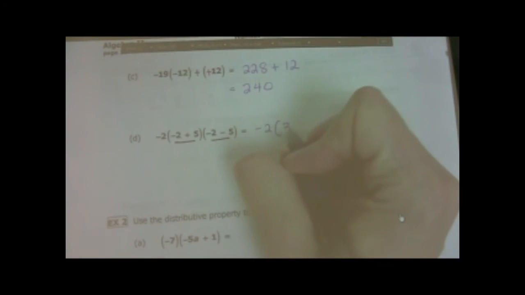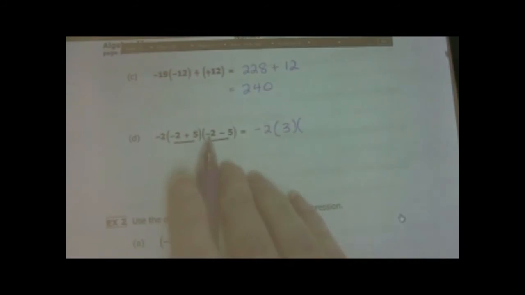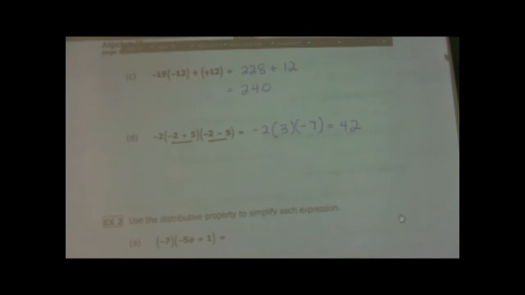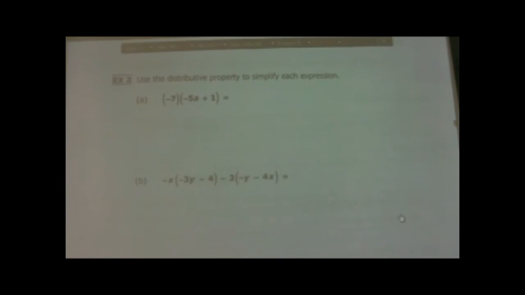All right? So I've got negative 2 times negative 2 plus 5 is 3. And then I've got negative 2 minus 5, which is negative 7. How many negatives am I now multiplying? 2. So my answer is positive. 2 times 3 is 6, times 7 is 42. Positive 42. All right. In the next section of problems, we are going to use the distributive property to simplify.